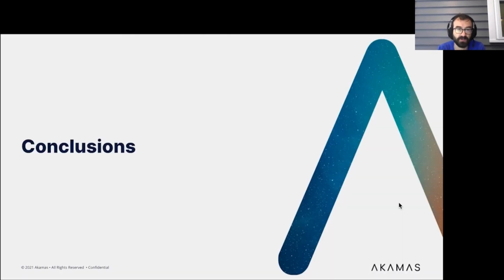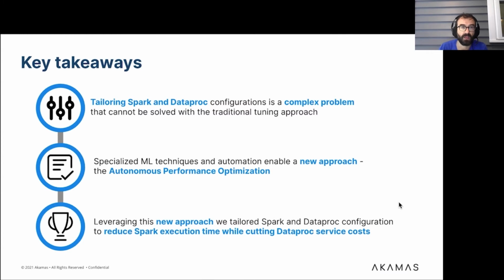All right, time to conclude with our takeaways. Our first takeaway is that tailoring Spark and Dataproc configuration is a complex problem that cannot be solved with a traditional tuning approach. A second takeaway is that we need a new approach to be able to efficiently solve this class of problems. We have described the key requirements for this machine learning-based optimization that we refer to as autonomous performance optimization. Finally, we have demonstrated that this approach works. We were able to automatically tailor Spark and Dataproc configuration to reduce Spark execution time while cutting Dataproc service cost.